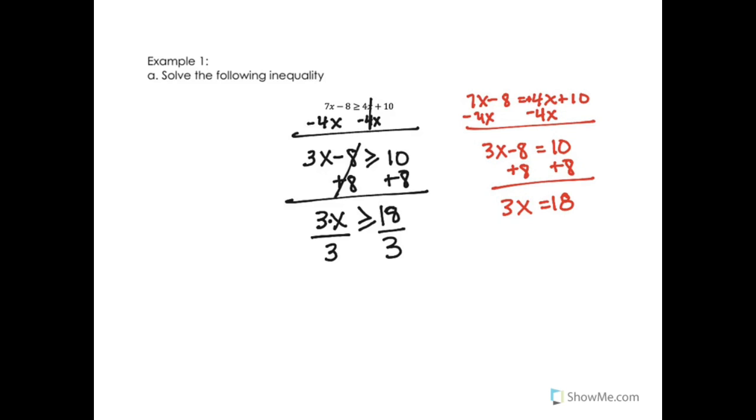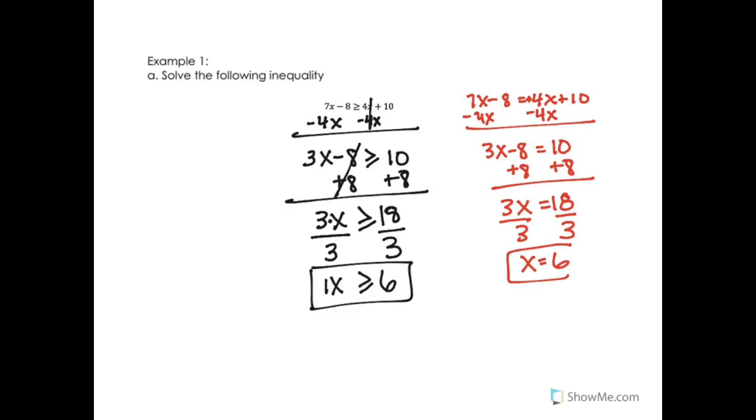Okay, and so when I divide by 3, I'm going to get 1x is greater than or equal to positive 6, which is again the same exact thing I would have gotten here if it were an equation. But in this equation, the solution is x is equal to 6. That means x can only be equal to 6 in this equation that I have in red over here.